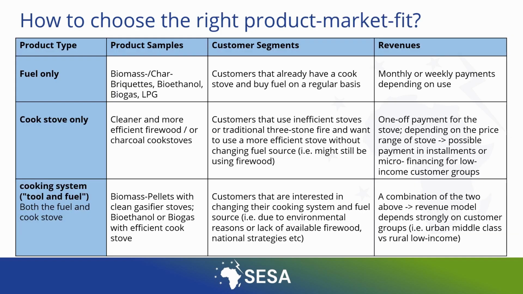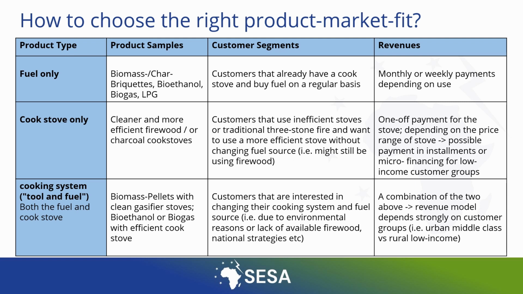Building on that, this table basically breaks down the market segments for clean cooking, where on the left-hand side, we divide the product into three types: the fuel, the stove, and the cooking system, or the tool and fuel. And the cooking system is basically a mix of the stove and the fuel that is used to cook food.